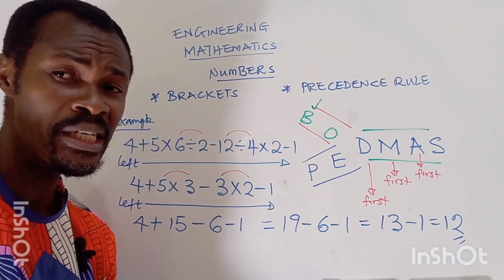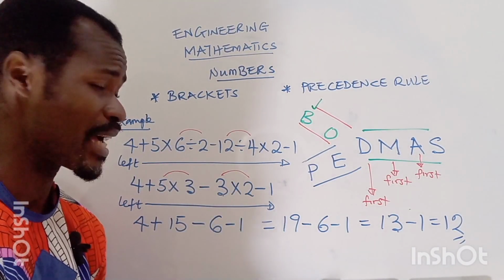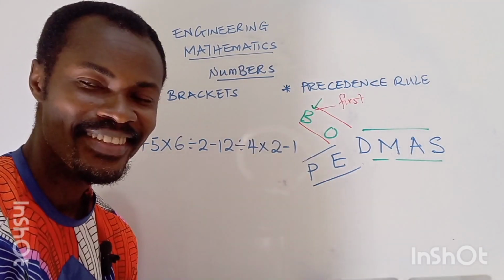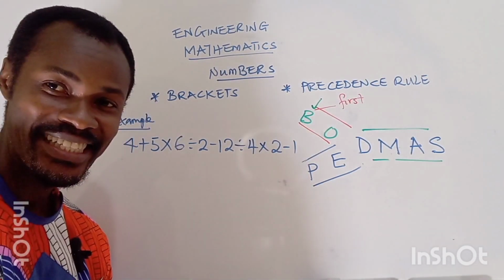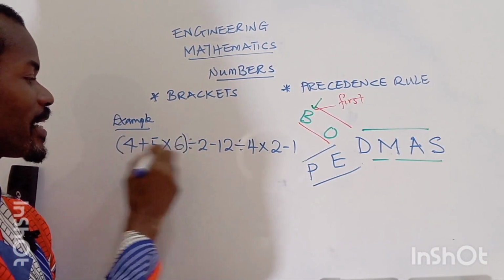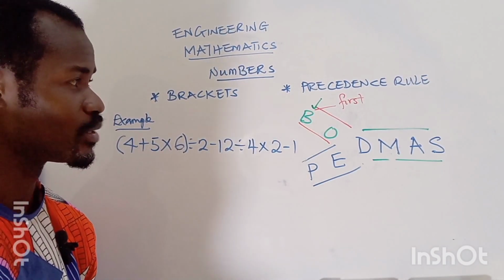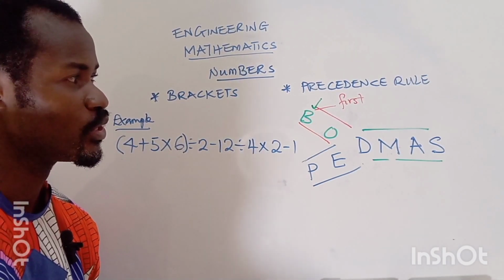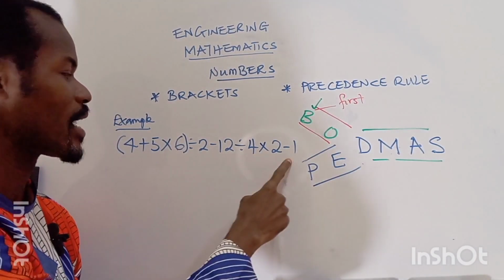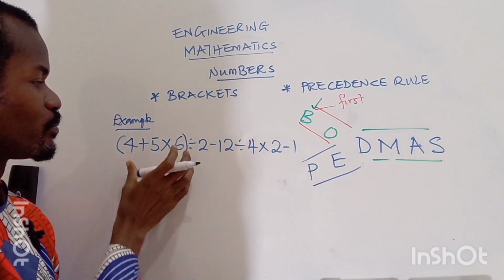Now we're still going to work on the same problem, but this time I'll do a little adjustment. I'll just add a little bracket. So let's work on this same problem, but this time I'm just going to make a little difference by adding a bracket to this first part. So how do we go about it? We are still going to apply our precedence rule. Now you can see that from left to right, we have bracket coming first. So we want to solve this bracket.